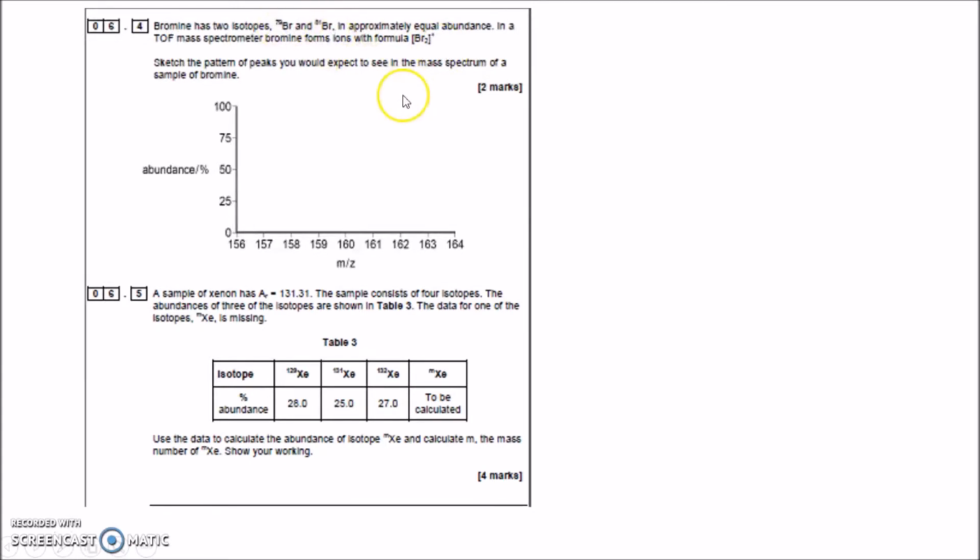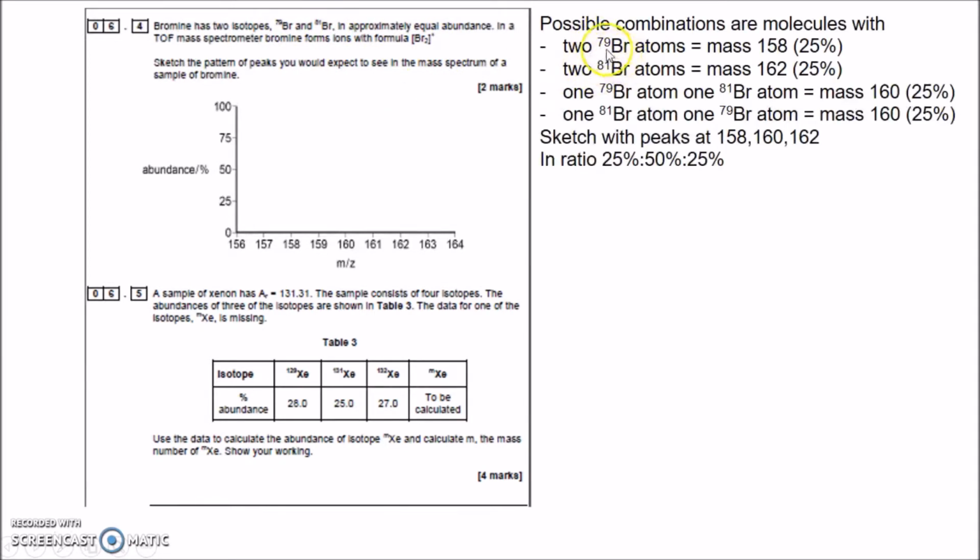So what combinations could we have? Well, we've got the 2 isotopes. We've got 79 and 81, 79 Br and 81 Br, and they're in equal abundance. That means they're in equal amounts. So what combinations could I have? I could have 2 79 Br atoms coming together. I could have 2 81 Br atoms coming together. I could have a 79 Br atom combining with an 81. So this one's on the left and this one's on the right, and they'll join together. Or I could have the 81 on the left and the 79 on the right, so I could have that combination as well. So I've got 25% of each of these combinations.